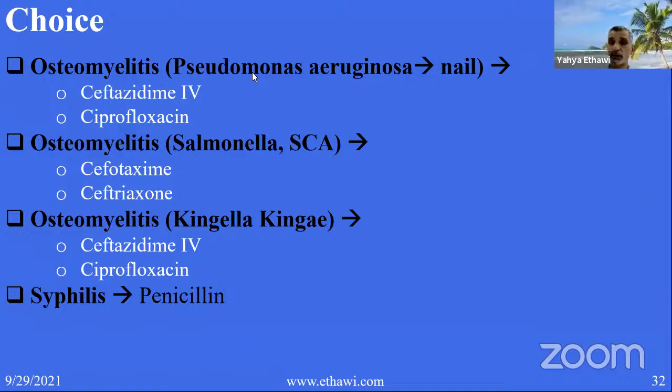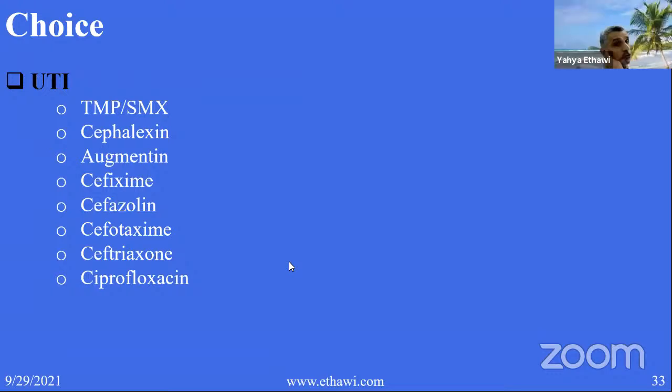Osteomyelitis, Pseudomonas is the main problem, especially if there is a device, then ceftazidime or ciprofloxacin if we are more than 12 years. Osteomyelitis due to Salmonella, or if you have sickle cell anemia, then cefotaxime and ceftriaxone is the choice. Osteomyelitis in immunocompromised caused by Kingella, then ceftazidime IV or ciprofloxacin. Syphilis, we give penicillin. What about UTI?